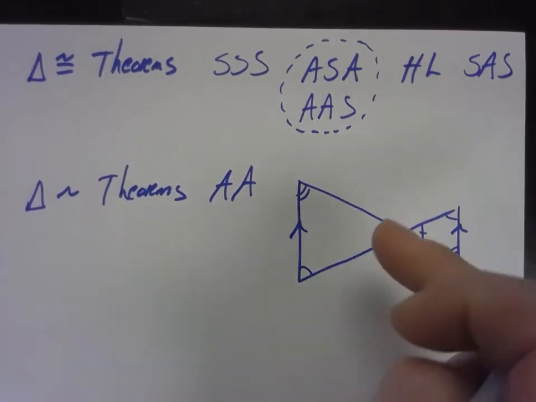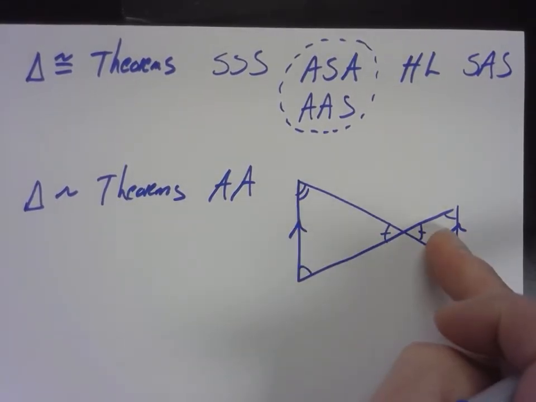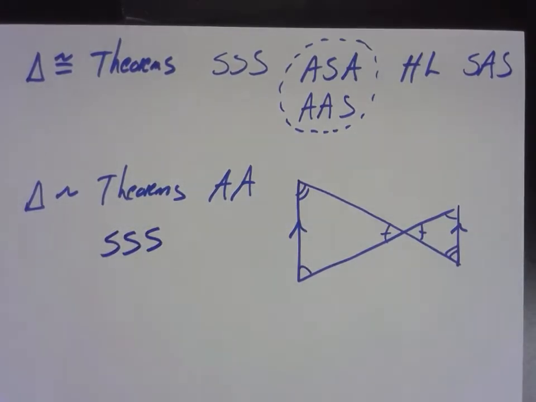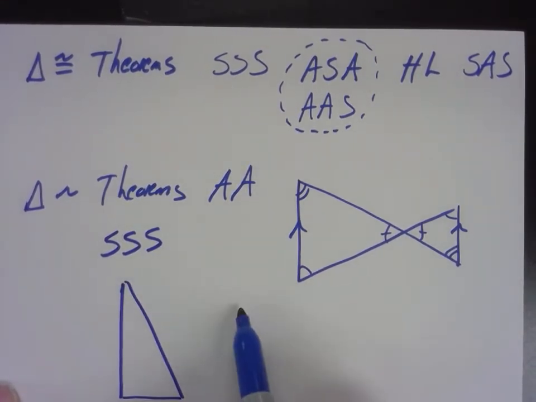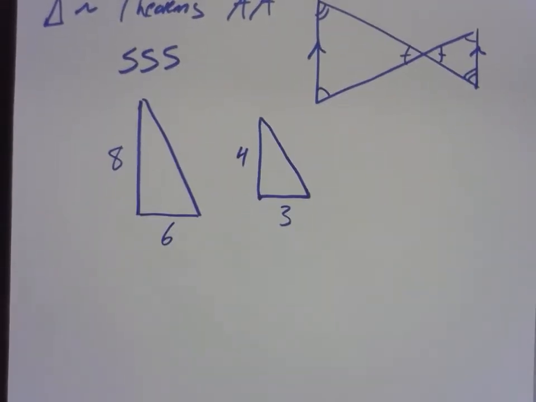Okay, so we've got angle for similar triangles. The next one would be side similarity. Let me show you a couple of triangles here. Let's say this is 3, and this is 6, and this is 4, and this is 8. What do you think about those two triangles being similar?